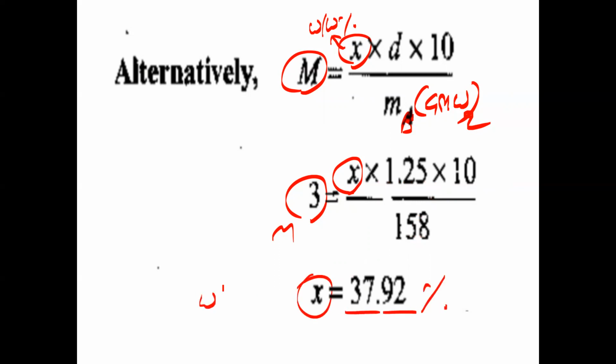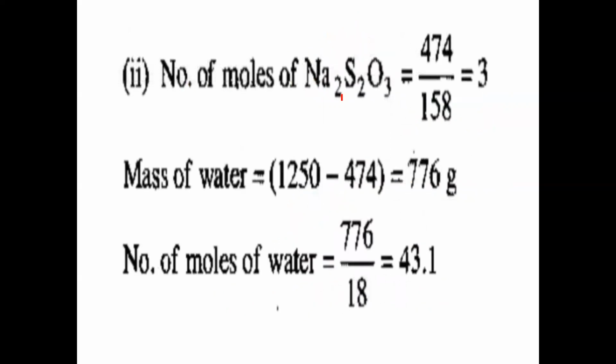So both ways we get the W by W percent. That is, X is equal to 37.92%. Is there any formula we can use for the number of moles of Na2H2O3? The number of moles formula: n is equal to weight by gram molecular weight.